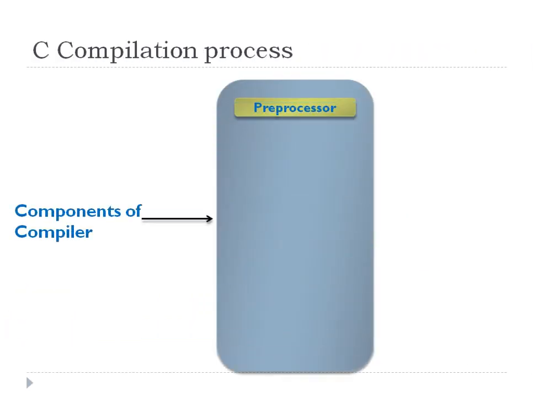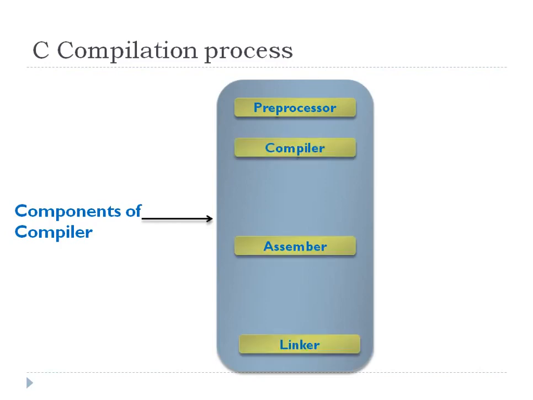So first we will have a quick look at the compiler components. Compiler is not a single module. Compiler has multiple modules. We can divide this compiler into four big modules. These are the preprocessor, compiler, assembler and linker. The preprocessor is the first step. When we write any C program, that C program is first processed by the preprocessor, and the preprocessor generates some intermediate file. That file is given to the compiler.